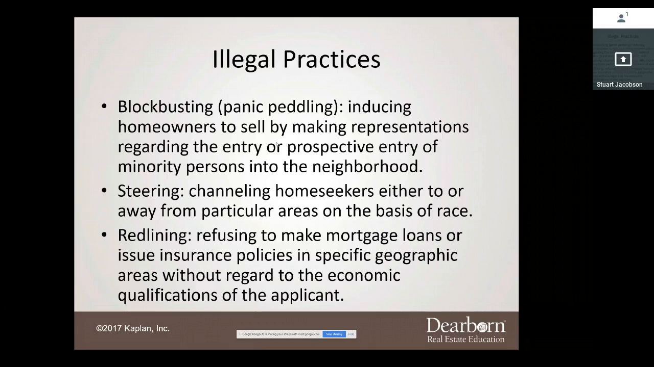If you are the one inducing the panic, you're probably panic peddling. If you're simply asking someone if they want to sell and if they want to sell with you, that's not panic peddling. Okay, that's solicitation. Okay, steering. This is an interesting one. Steering is channeling home seekers either to or away from particular areas on the basis of race.